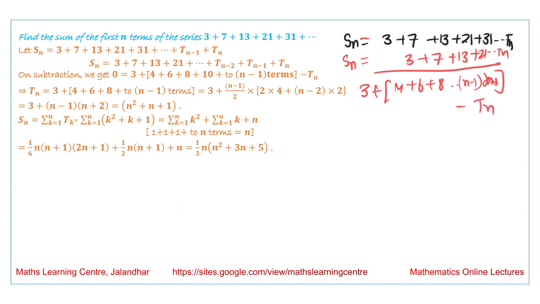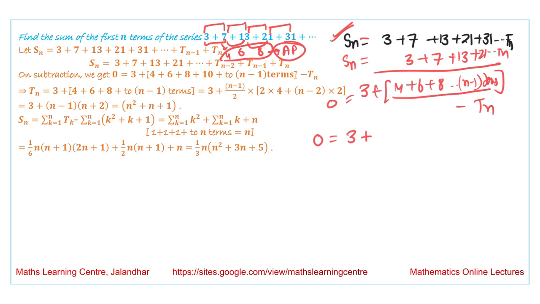minus Tn. So this method is applicable only when the difference of these terms, the difference between these two terms is 4, between these two it is 6, between these two it is 8. It is not fixed, but this forms an AP. So we are using this kind of result and this is equal to 0. So 0 is equal to 3 plus the sum of this AP, which is (n minus 1)/2 into [2 into 4 plus (n minus 2) into 2] minus Tn.